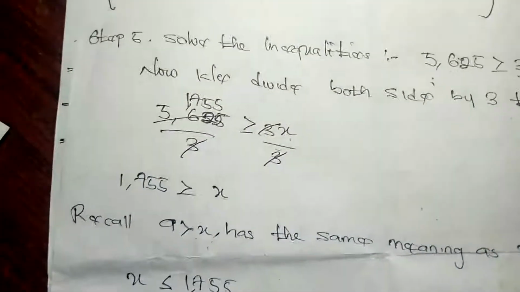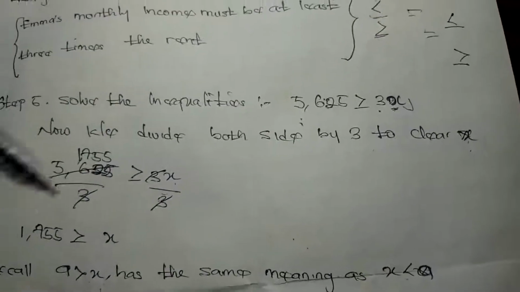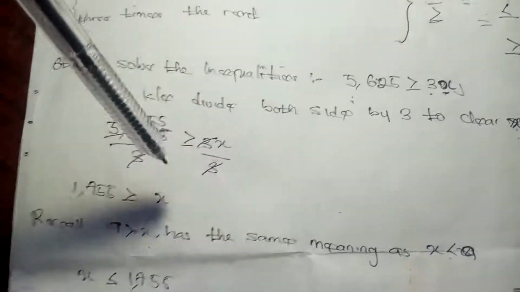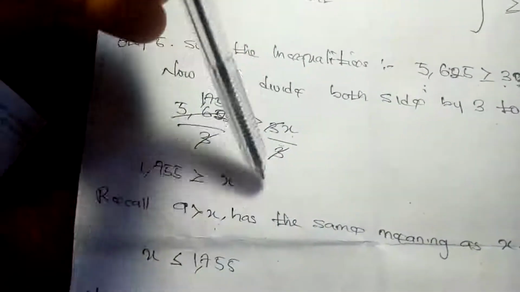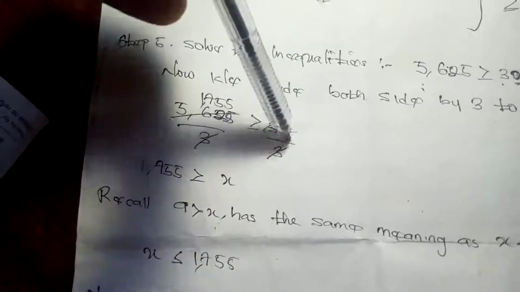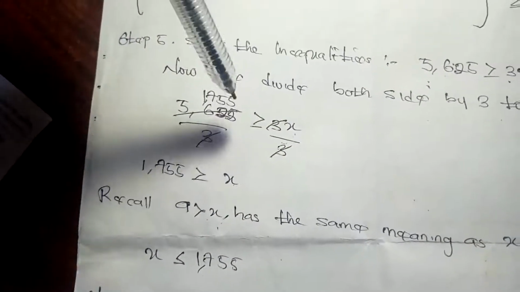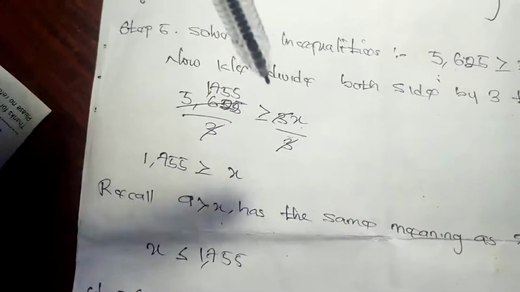Now, what we do next is we divide both sides by 3 to clear x, to allow x to stand on its own, so we can get a final answer here. When you divide both sides by 3, you get 1. 1 times x is x. When you divide $5,625 by 3, you get $1,755.